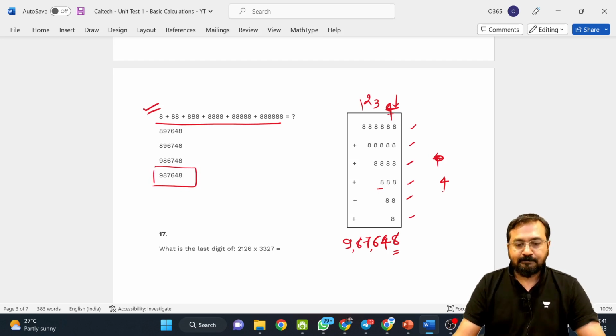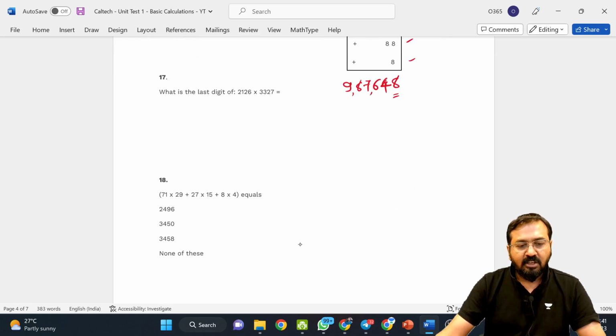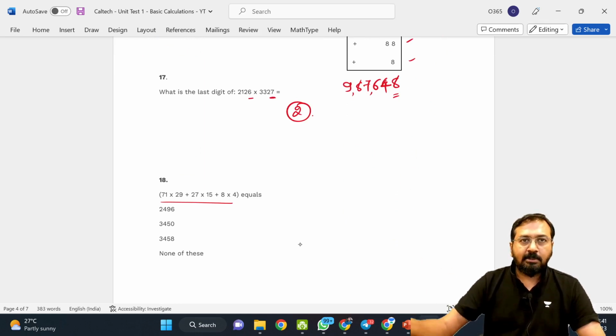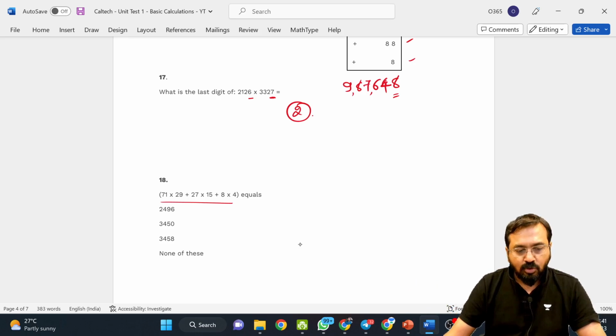Are we clear, dosto? So try to find out some or other method. What is the last digit of this product? Very simple. 6 sevens are 42. Last digit has to be 2. How will you solve this, guys? You will have to use BODMAS whenever there are addition, multiplication, division and all. So first we'll solve multiplications and then we'll add them.